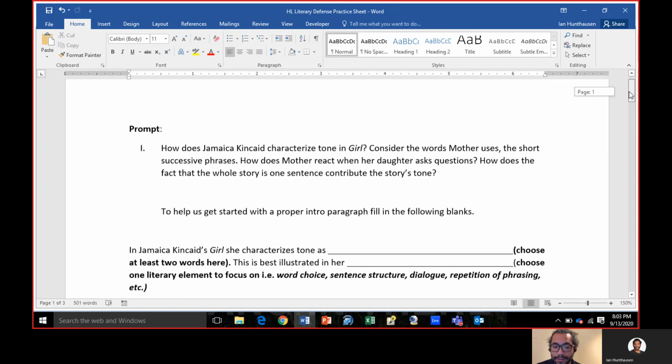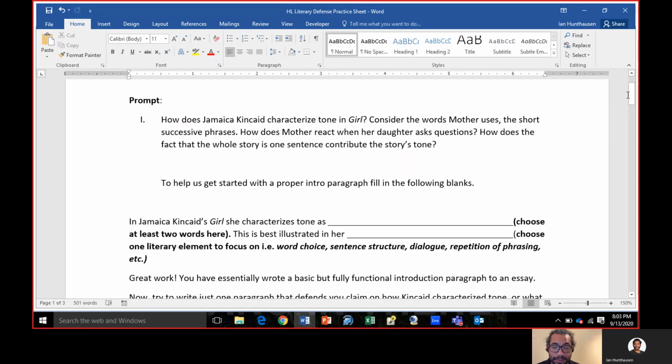All right, so here's sort of a prompt. I mean, it's not sort of a prompt, it literally is the prompt. How does Jamaica Kincaid characterize tone in "Girl"? All that means is, what is the tone in "Girl"? Characterize is just a fancy way of saying that. Consider the words the character of mother uses, the short successive phrases. How does mother react when her daughter asks questions? How does the fact that the whole story is one sentence contribute to the story's tone?